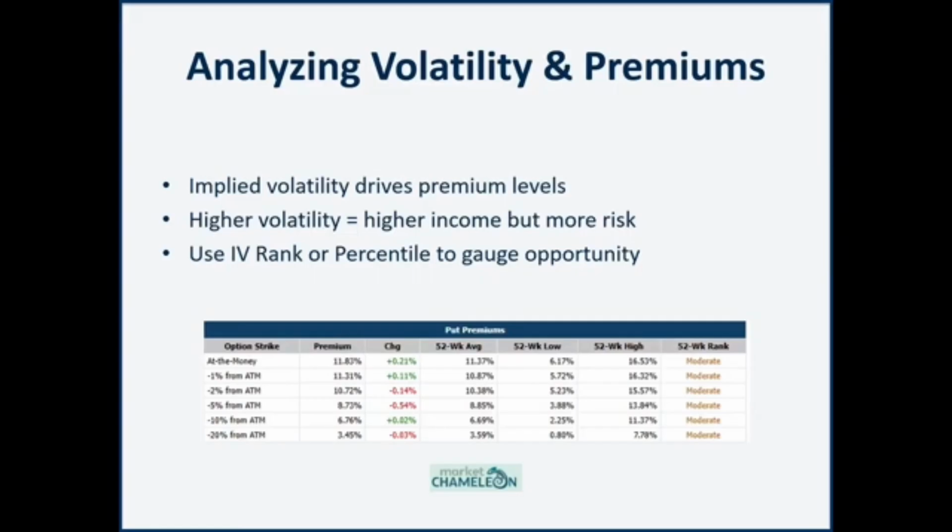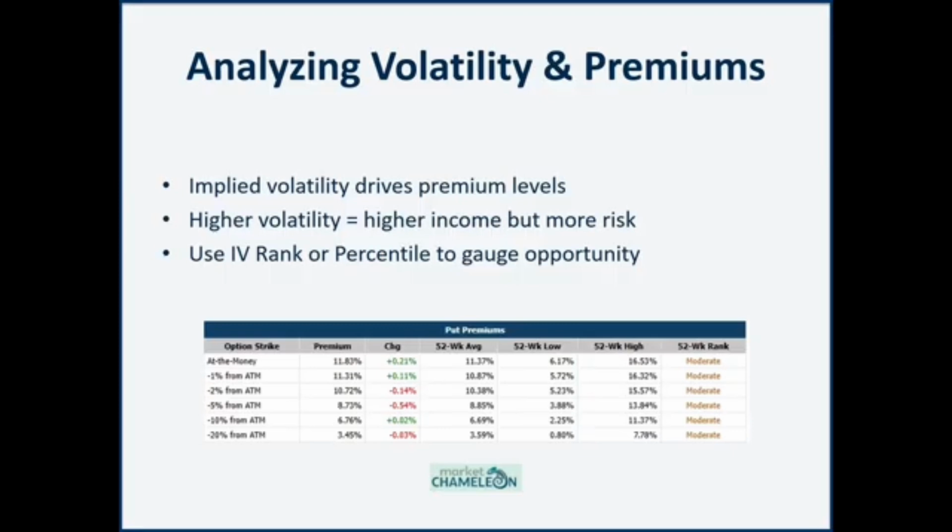Analyzing volatility and premiums. All right. So the price of an option can be explained in terms of its volatility, right? Its implied volatility. And that's really just how much the market expects it to move, right? Expects the stock to move, expects the option to move, but we'll just say the stock. Implied volatility is what the market suggests the stock is going to move over usually a 30-day period, right?